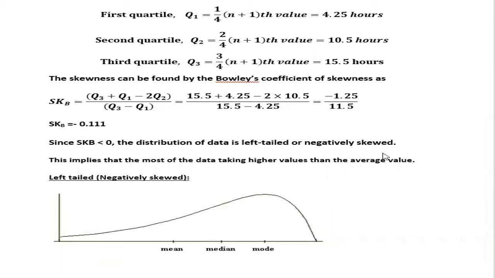So we know for negatively skewed data, most of the data takes higher values than the average. If you take this diagram, we can find that most of the data is taking higher values. That is, most of the students are using the internet for a longer time. So this is the comment for negatively skewed data.